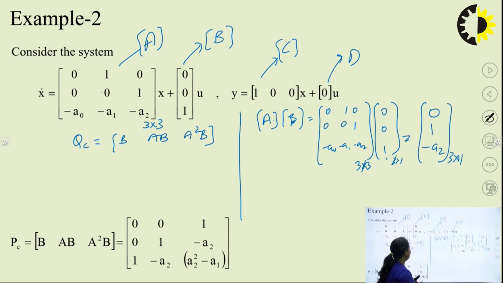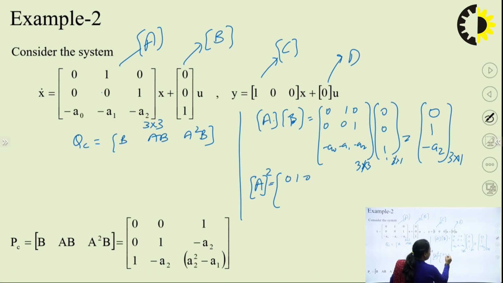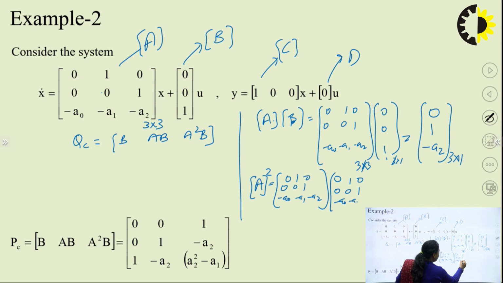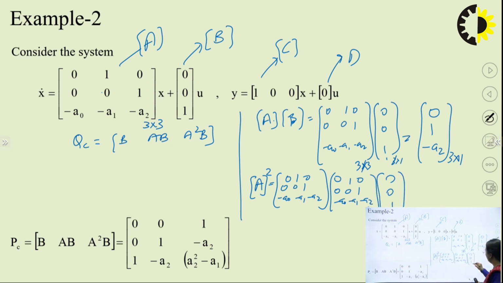Now similarly you can find the value of A square B. For that, first of all you have to find A square, okay? 0 1 0, 0 0 1, minus A naught, minus A1 and minus A2, into 0 1 0, 0 0 1, minus A naught, minus A1, minus A2, into B. After solving this, you will get 1, minus A2 and A2 square minus A1. Okay. Putting all these values in this formula, you will get this.